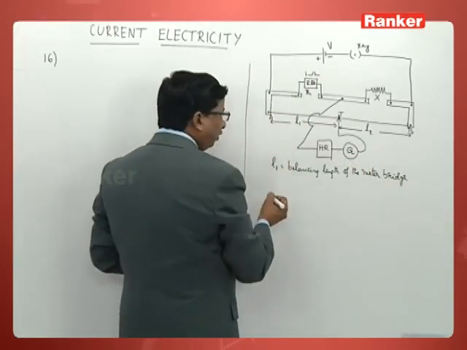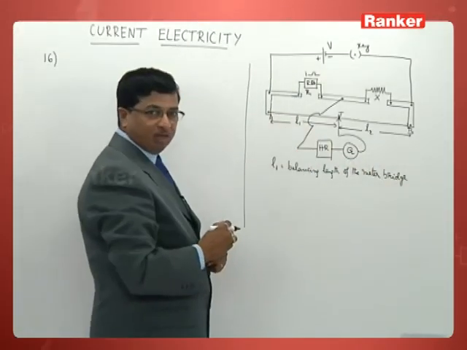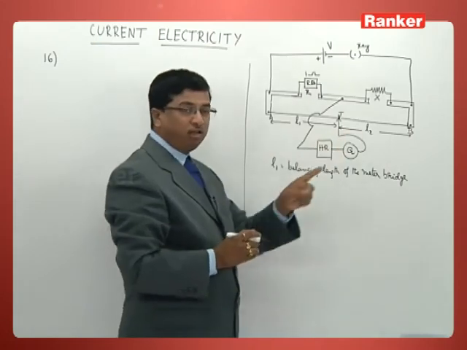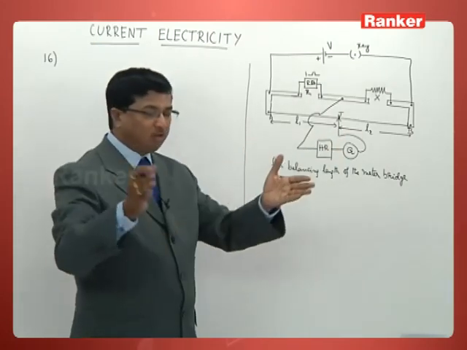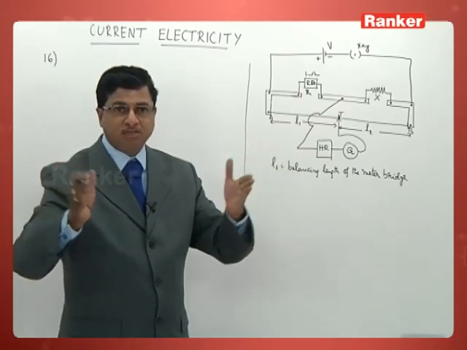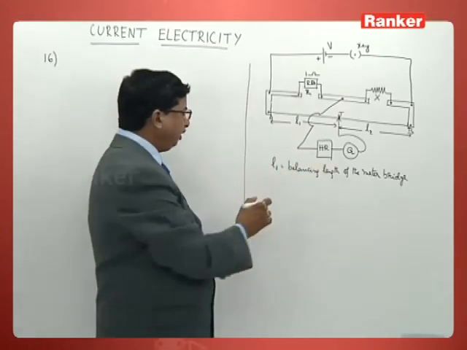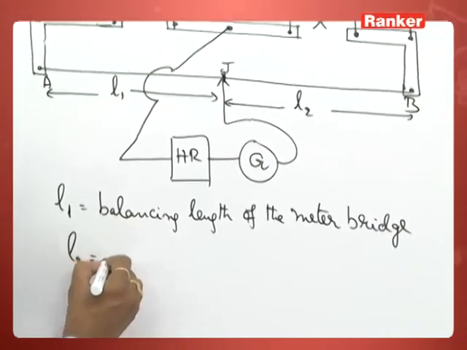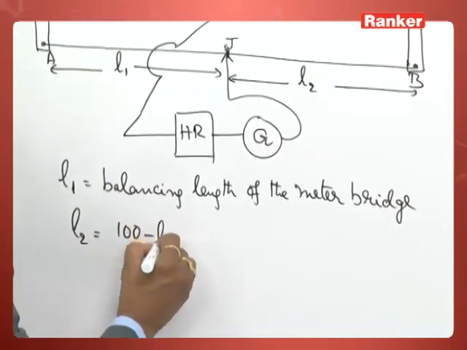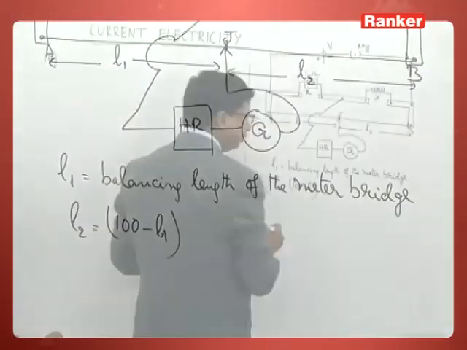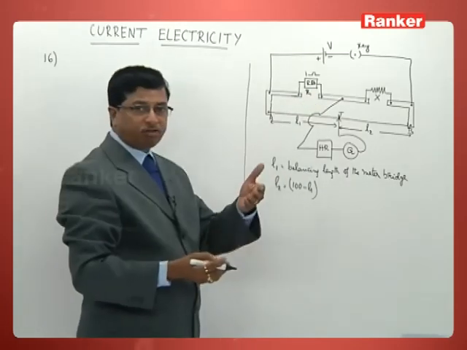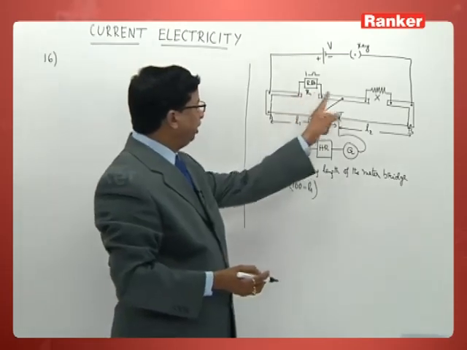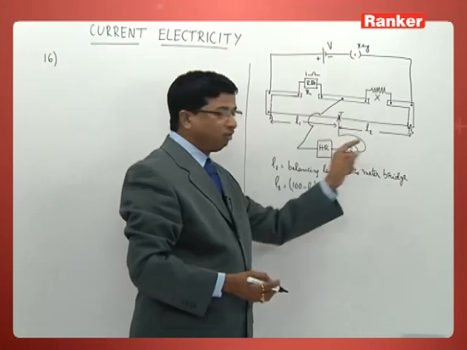If you take L1 as 40 for example, then automatically L2 will be 60 because the total length is 100 centimeter. So you can straight away understand L2 is equal to 100 minus L1. Now apply the condition of Wheatstone bridge to this. P by Q is equal to R by S.